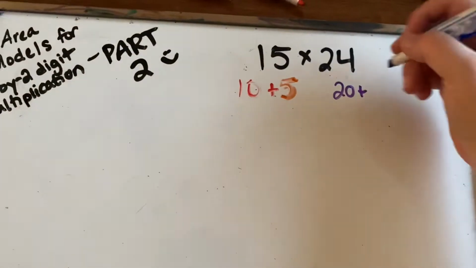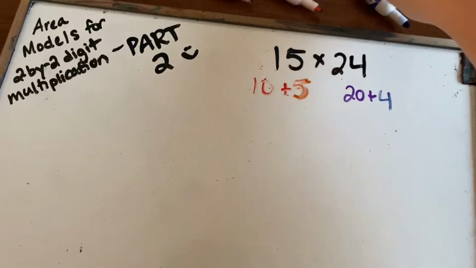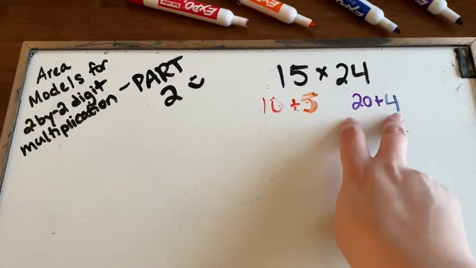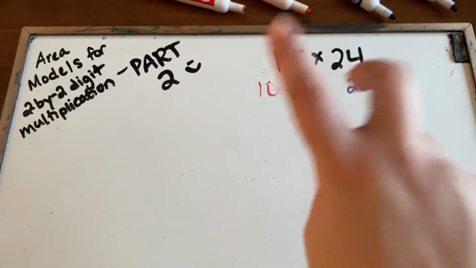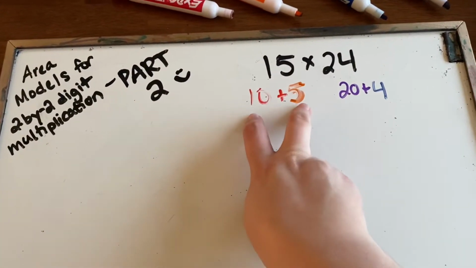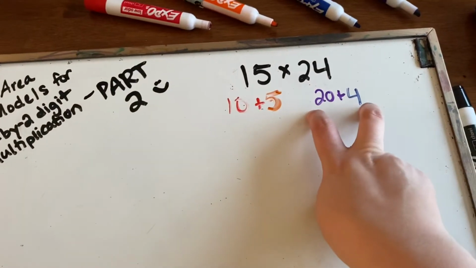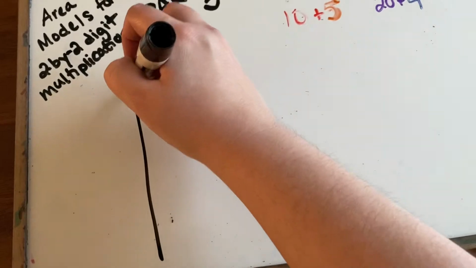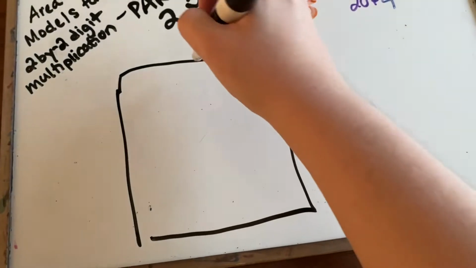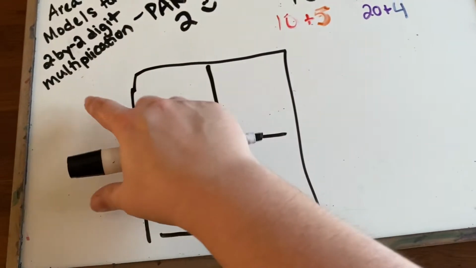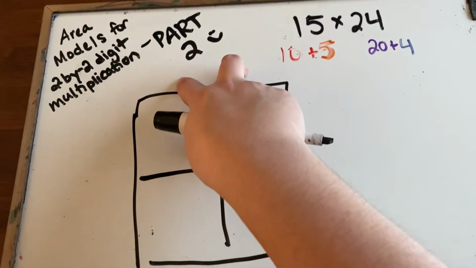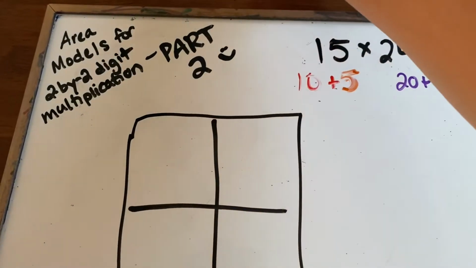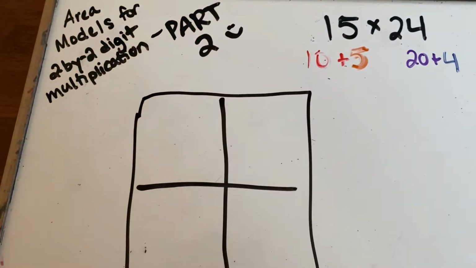20 plus 4. Cool. So because I have two numbers, two pairs essentially, I'm gonna make an area model that's a 2 by 2 square. So I can have one set of numbers on the side and one set of numbers across the top. So I'm going to make a square, 2 spots across the side, 2 spots across the top to accommodate both of my sets. It doesn't matter which one goes on which side, they're both going to work out the same way.